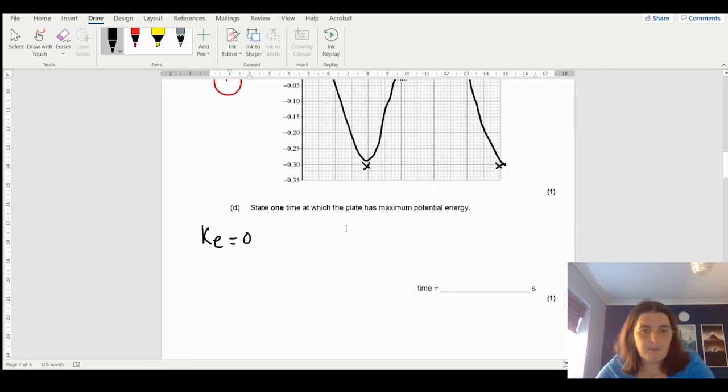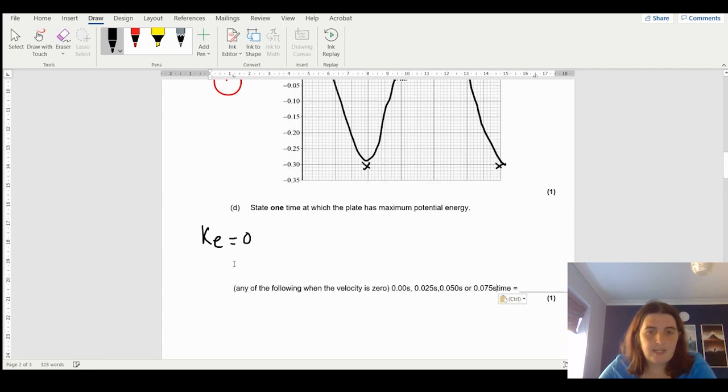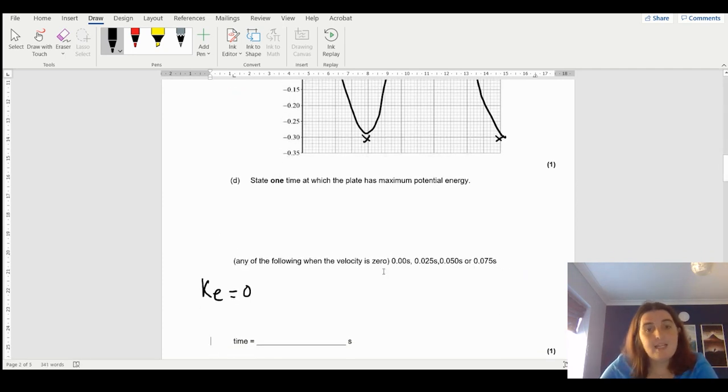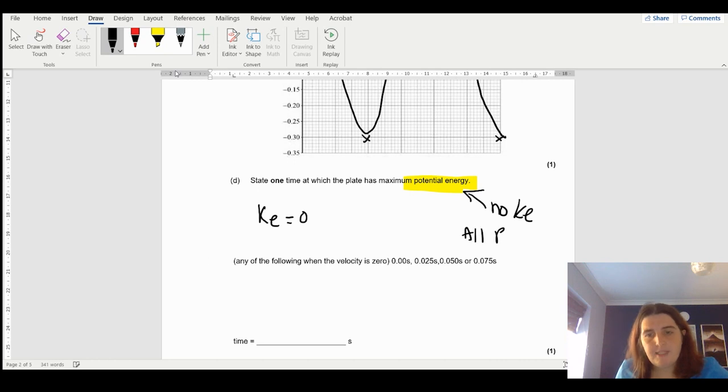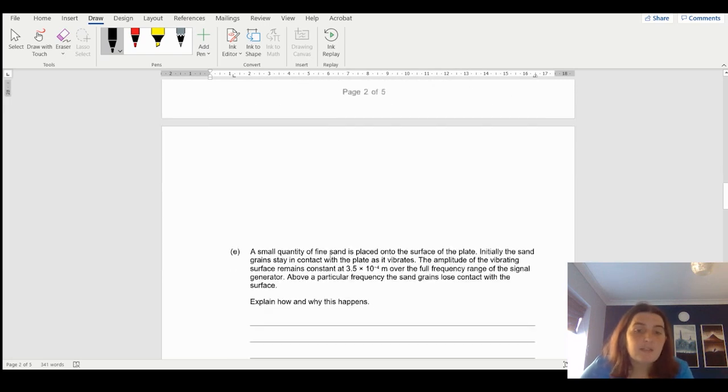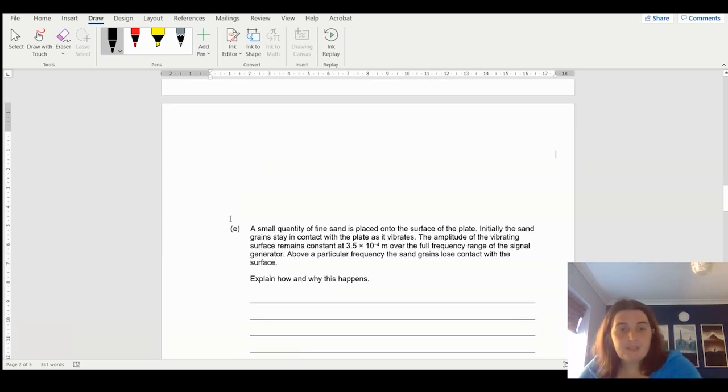And if I copy and paste the mark scheme in, you'll see that they're accepting any of those answers there. As you can see, they are allowing any of those answers. So this is when maximum potential energy, it's all about the idea that that's when you're going to have no kinetic, all potential. So it could be a spring or a pendulum system there. So they're allowing any of them. So let's go on to the next question.